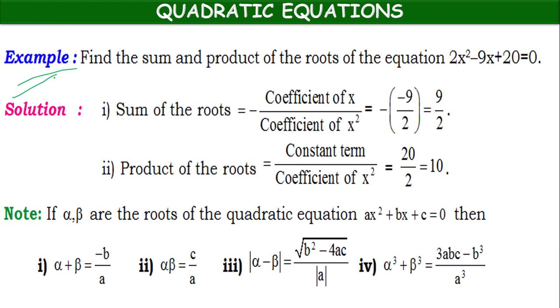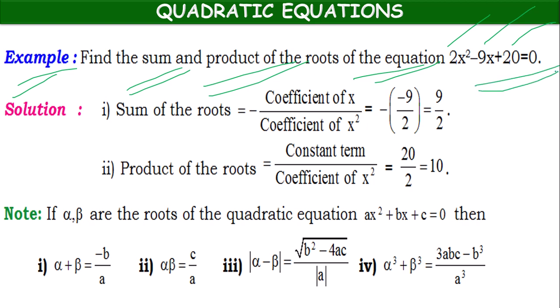Here, children, is an example problem. Find the sum and product of the roots of the equation 2x square minus 9x plus 20 equals 0. So, for the sum of the roots, the formula is minus b by a, minus the coefficient of x by the coefficient of x square. Minus the coefficient of x is minus of minus 9, by the coefficient of x square, which is 2. Minus into minus is plus, so plus 9 by 2.